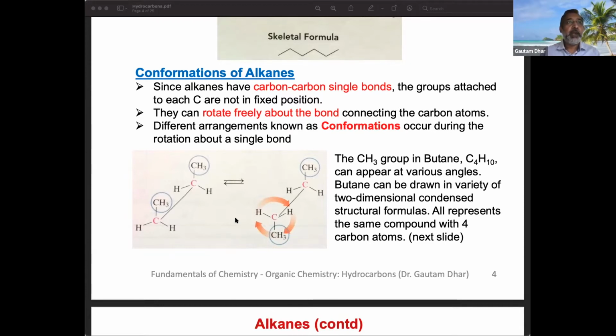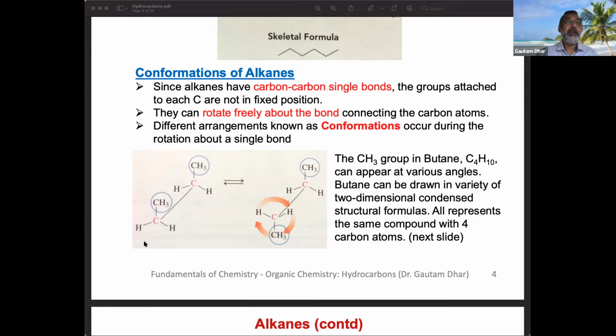So if you look at this structure, you can see the carbon-carbon bond, this carbon at the front and this carbon at the back. And if you turn the carbon at the front, the CH3s can be on the same side, or the CH3s can be on the opposite side. They actually represent two different compounds if they're stable like that. But at room temperature, since this molecule keeps rotating, we really don't see much of a difference, but the property becomes an average.